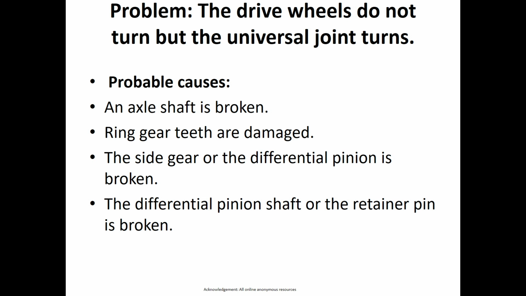Now, another important thing which you may notice is that instead of the wheels turning, the universal joint is turning. So, why is it so? Either your axle shaft is broken, or your ring gear teeth are damaged, or the side gears are broken, or the differential pinion or shaft or the retainer pin is broken. So, please check the reason, check the cause and work on that, so that your customer gets satisfied.